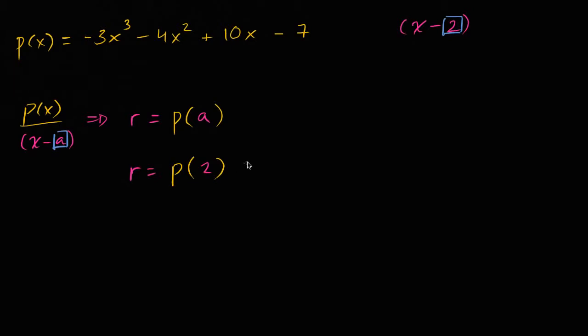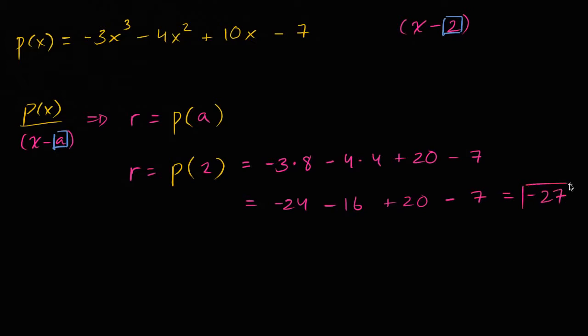p of 2, which is equal to, let's see, I'll just do it all in magenta, negative 3 times 8 minus 4 times 4, plus 20 minus 7. So this is negative 24 minus 16 plus 20 minus 7. Negative 24 minus 16 is negative 40, right? Actually, I can do this in my head. All right, here we go. Negative 40 plus 20 is negative 20, minus 7 is negative 27.